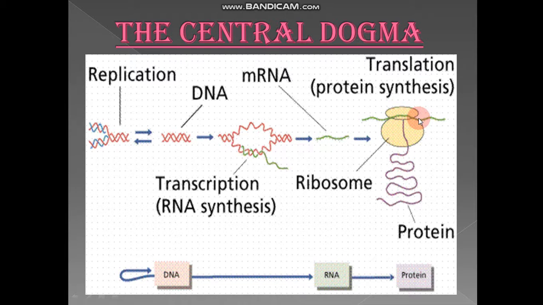reading out the messages of the messenger RNA and then translating it into the language of protein by addition of amino acids, and this whole thing is being done in the ribosome subunits. So the central dogma is a unidirectional flow of information from DNA to RNA and from RNA to protein. Okay, so DNA forms messenger RNA and messenger RNA forms protein. Clear to all of you?